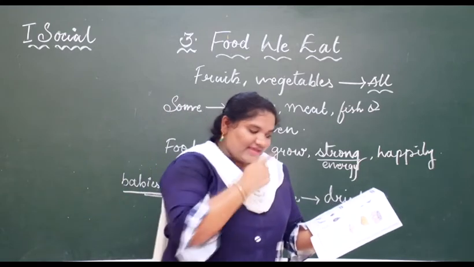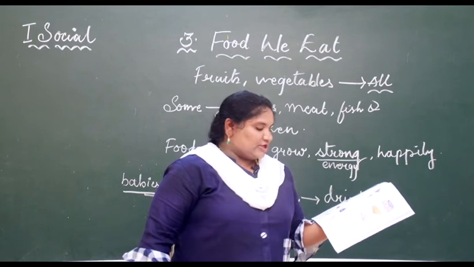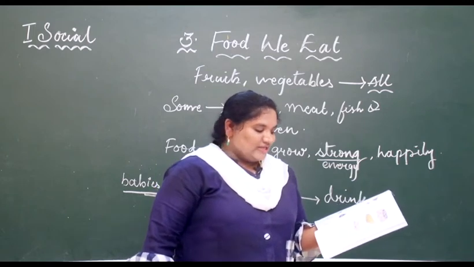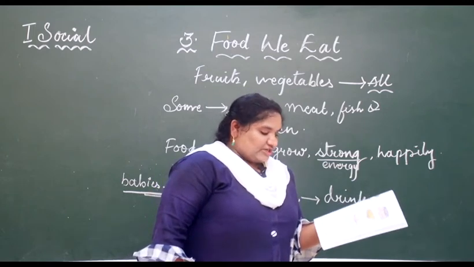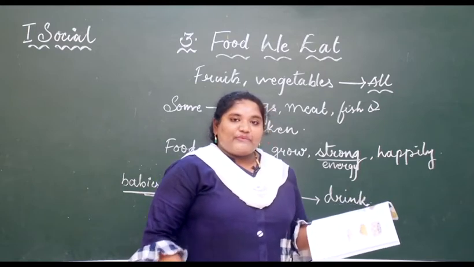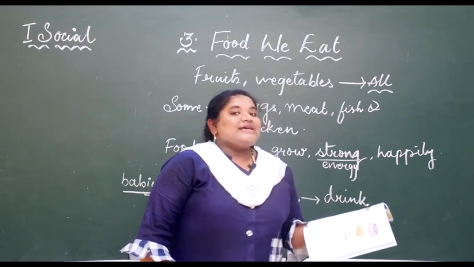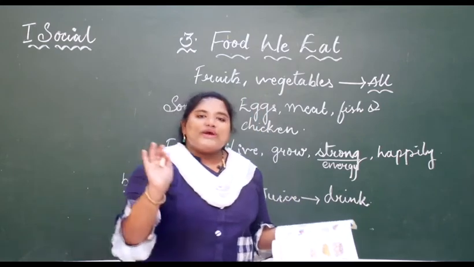Write F. Then we have a violet colored thing. What is it? Brinjal. So it's a vegetable. Write V over there. Then you have red round colored tomato. What is it? Yes, it's a vegetable.